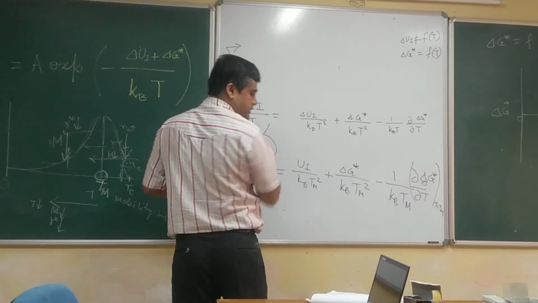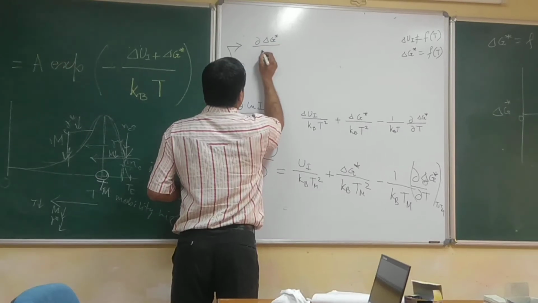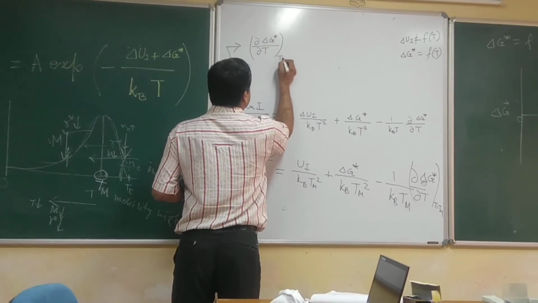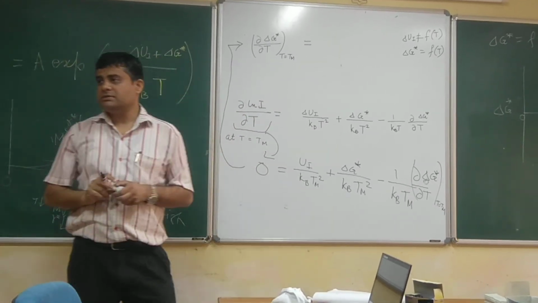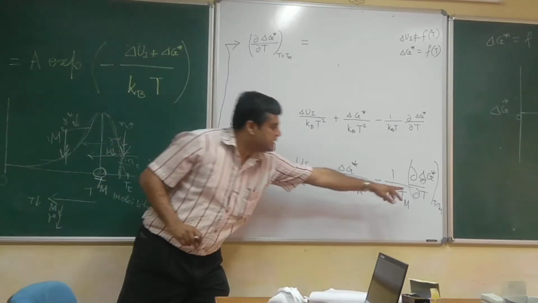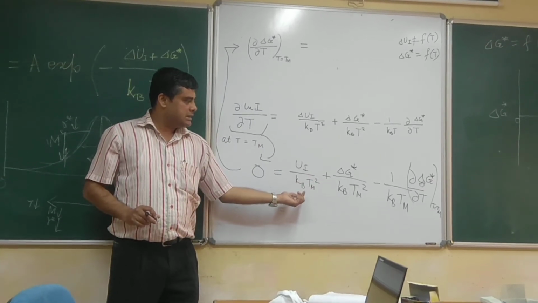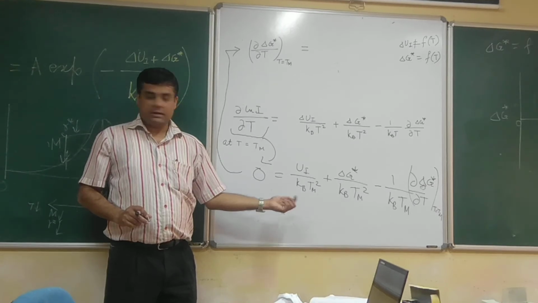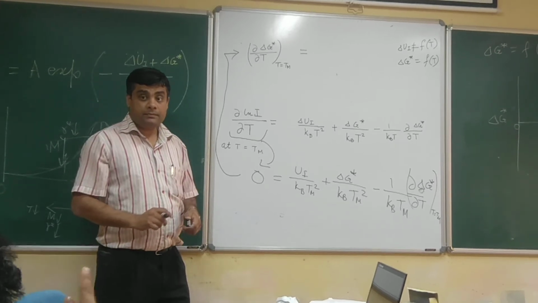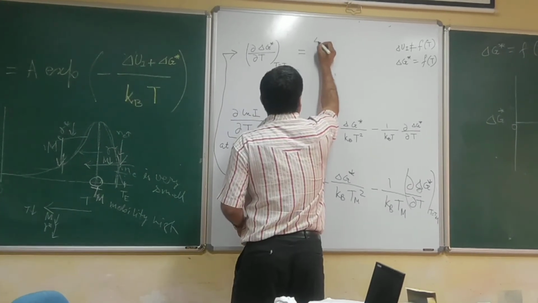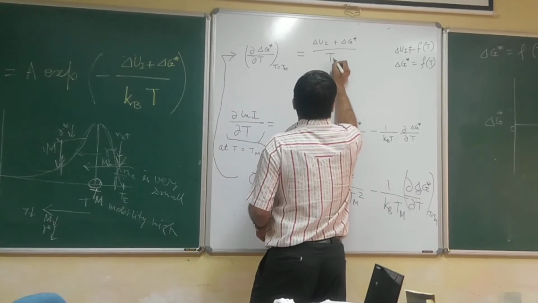From here we can write that delta G star by delta T at T equal to Tm is equal to delta Ui plus delta G star over kB, the kB cancels, so delta Ui plus delta G star by Tm.